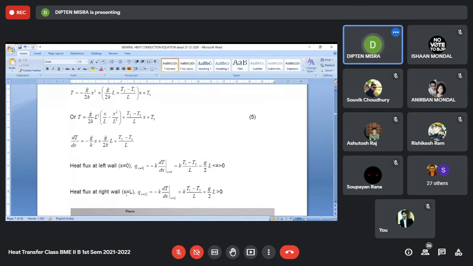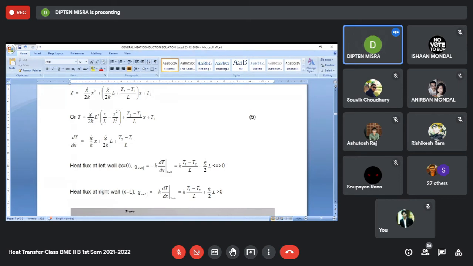On the other hand, if we look at the heat flux on the right side of the wall, what will it be? Then you have to evaluate this q at x equal to L. That will again be minus K into dT/dx at x equal to L. So what is the value of dT/dx at x equal to L?